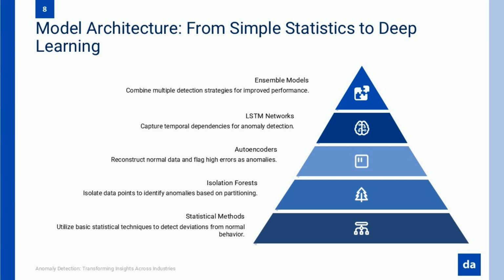The importance of matching your architecture to your specific data characteristics cannot be overstated. Time series data with strong temporal dependencies benefit significantly from LSTM-based approaches. High-dimensional sensor data with complex interrelationships often responds well to autoencoder architectures. Data with clear statistical properties might be effectively monitored using simpler approaches. Testing multiple architectures on your specific data reveals performance differences that no theoretical understanding can predict.